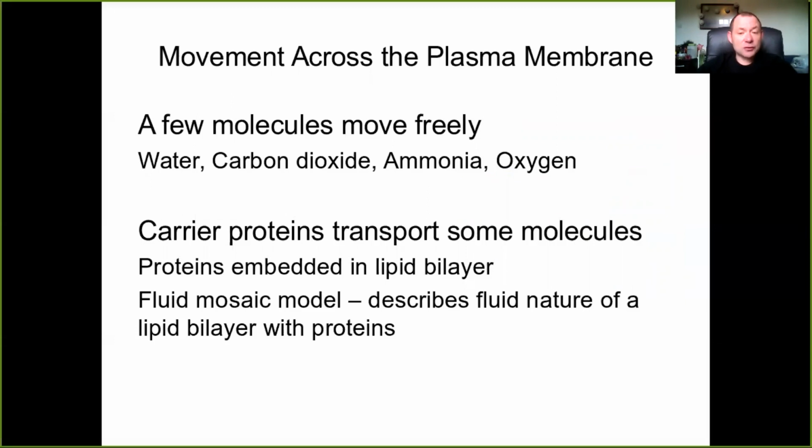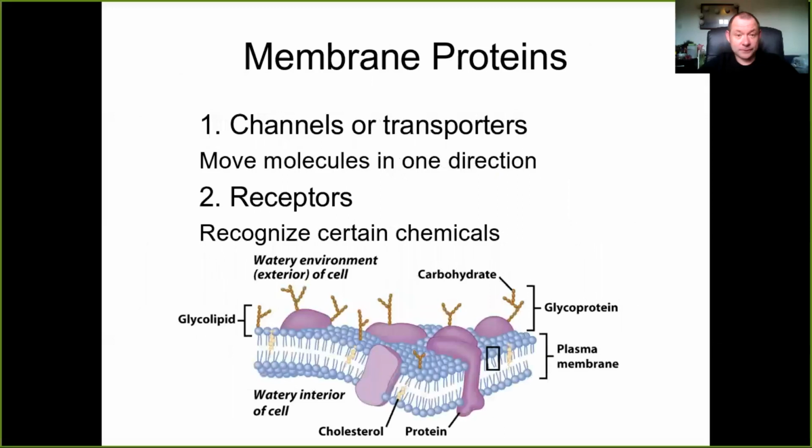Carrier proteins transport some molecules, proteins embedded in the lipid bilayer. There's a fluid mosaic model, which describes the fluid nature of a lipid bilayer. So those proteins, those receptors, those channels, they sort of move laterally through the membrane. It's a fluid of sorts. Membrane proteins include channels or transporters, which move molecules in one direction, into or out of the cell, depending on the direction of the channel. Receptors recognize certain chemicals, such as hormones.